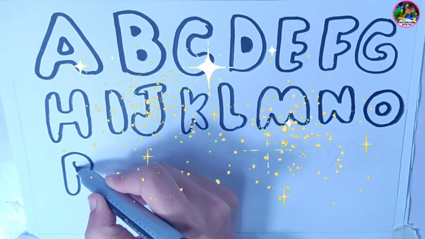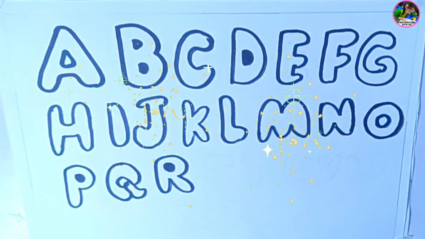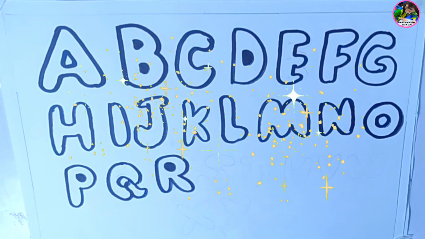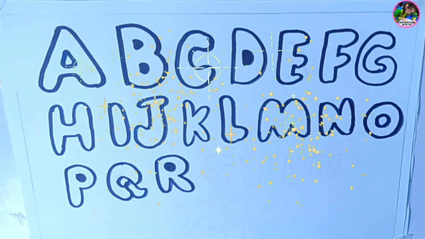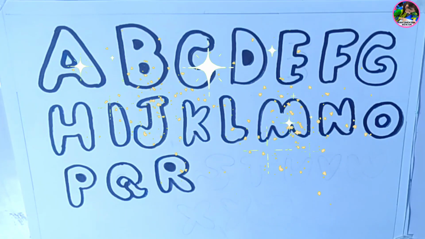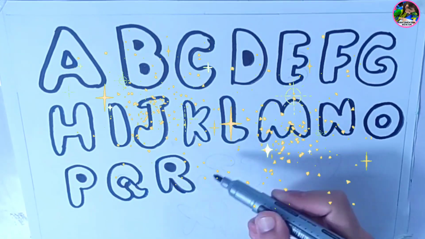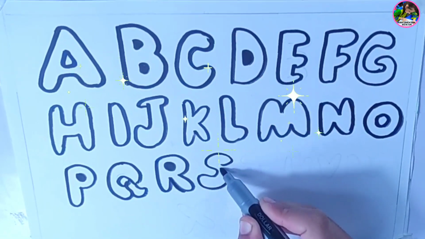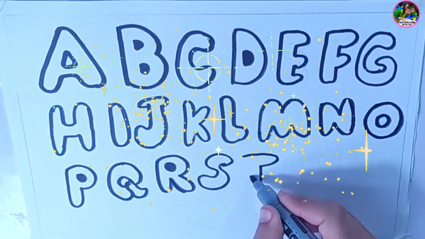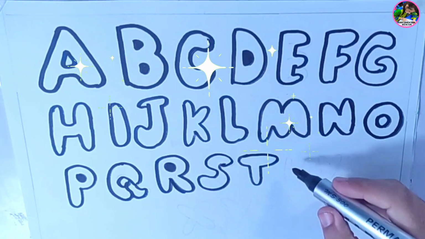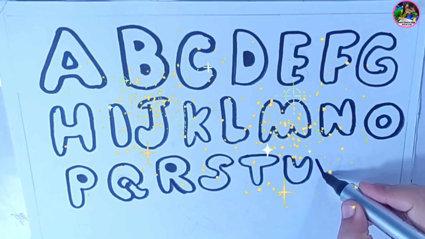P. This is letter P. P, Q, R. After P is Q and then letter R. R is for rabbit. S. Letter S. S is for sunflower. T. T is for tiger.